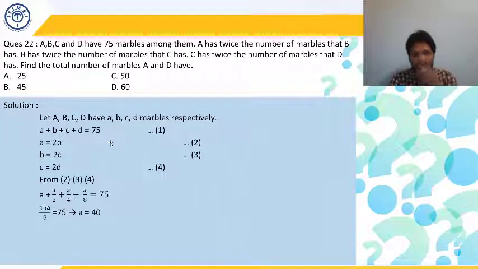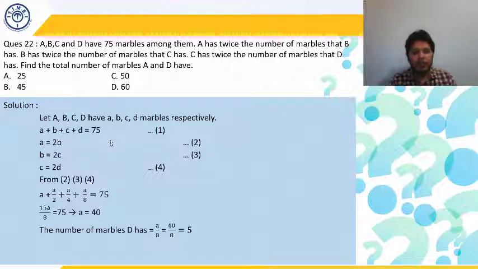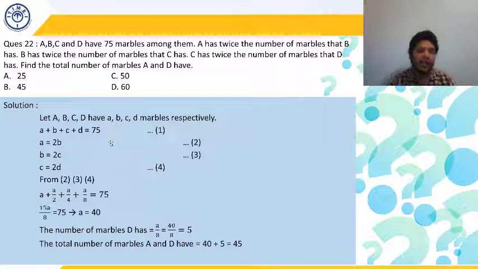So if A was having 40 marbles, then how many marbles would B be having? Or rather, we need to find out the marbles of A and D only. So D would be having how much? A by 8. What is 40 by 8? It is 5 marbles. So what is the sum of marbles with A and D? It is going to be 40 plus 5, which is 45. So option B is going to be your answer. 45 marbles A and D would be having together.